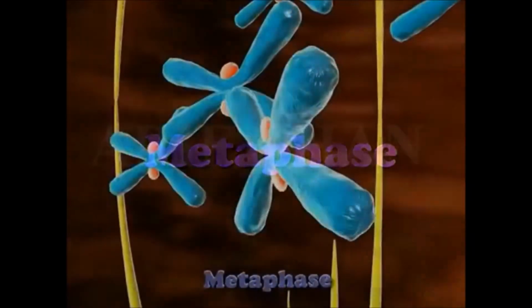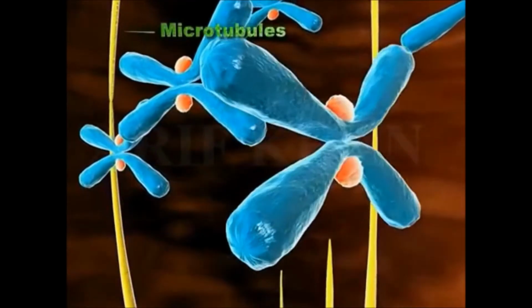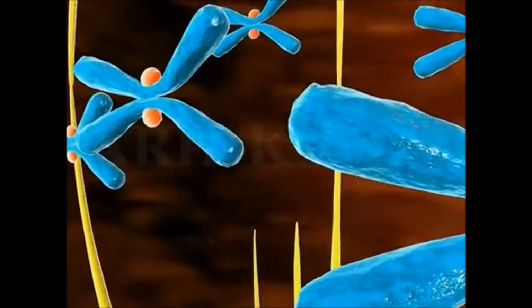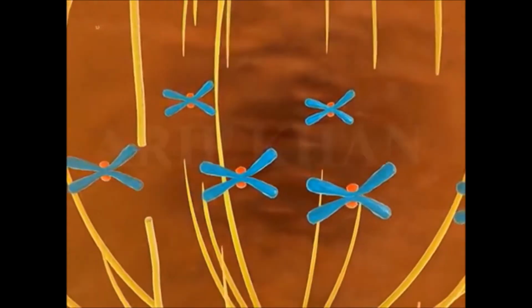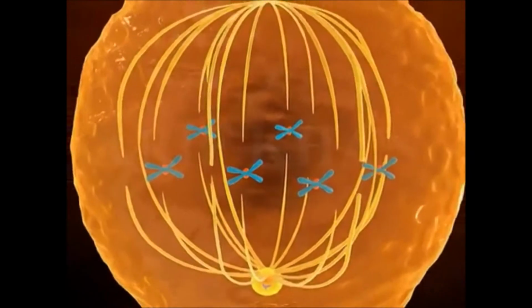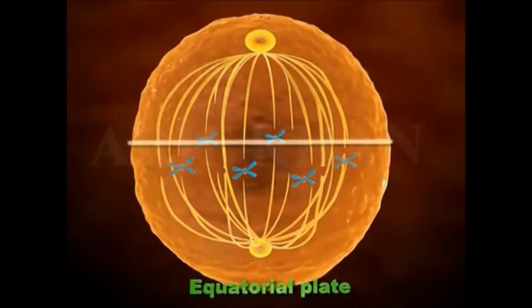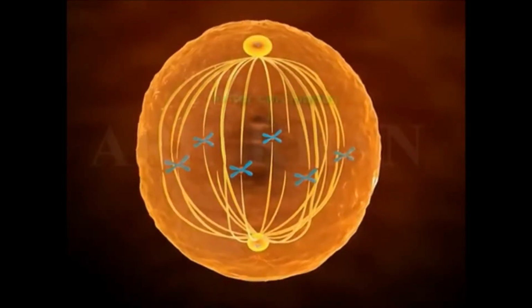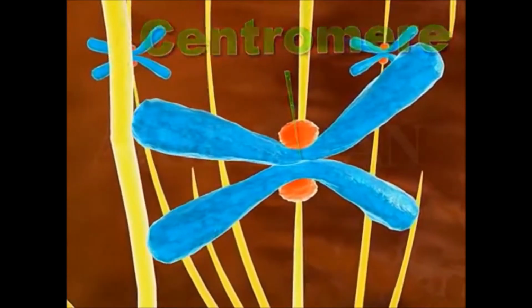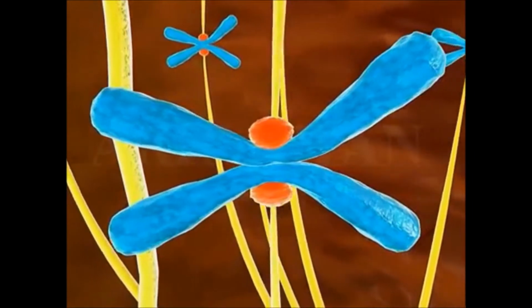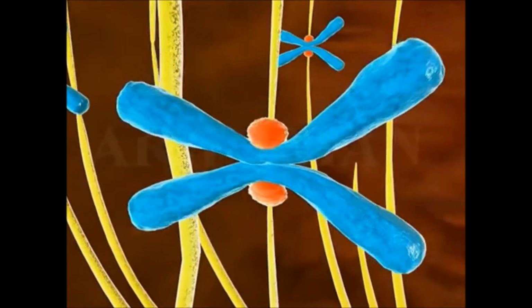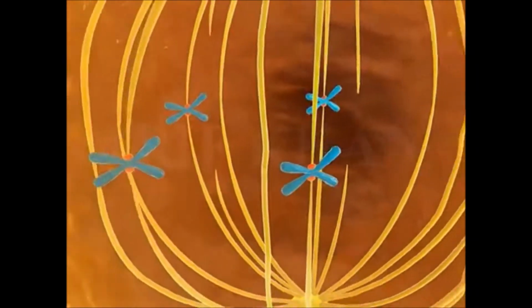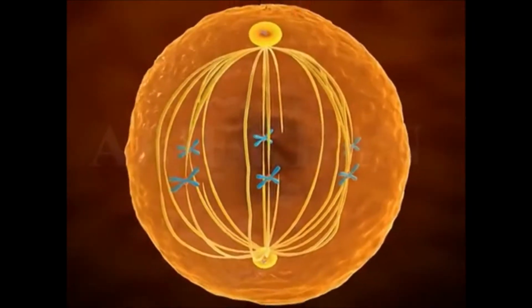Metaphase. During metaphase, microtubules of the spindle interact with chromosomes. This causes the chromosomes to move and align along the middle of the cell or the equatorial plate. Sister chromatids are held at the centromere, confirming the presence of protein structures called kinetochore at the surface. The kinetochore holds the chromosomes and attaches them to the spindle.